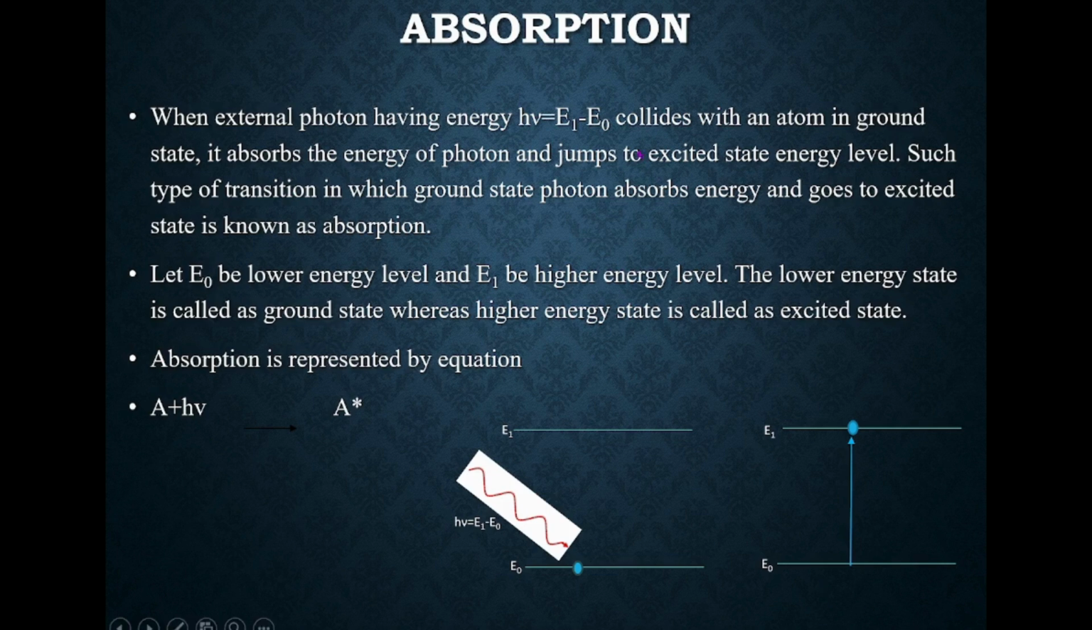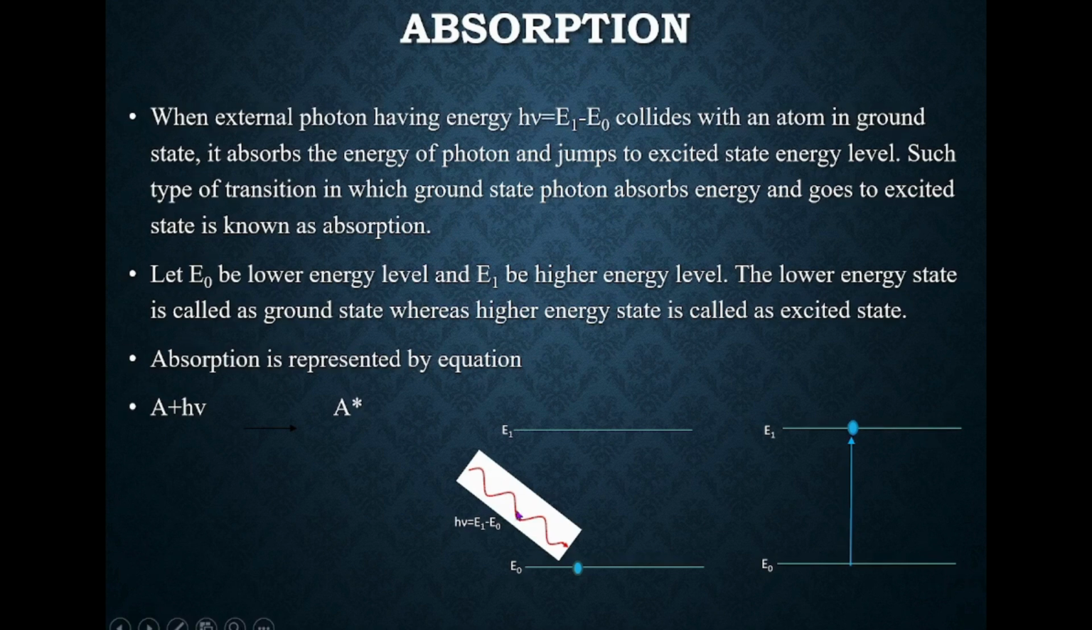Here is the concept of absorption, where two energy levels are there. One is the ground state energy level E0, and one is the excited state, having energy E1. So in absorption, what is happening? If one photon having energy h nu is incident on the ground state atom, that atom absorbs that energy and transits from the ground state to the excited state, and this process is called absorption.